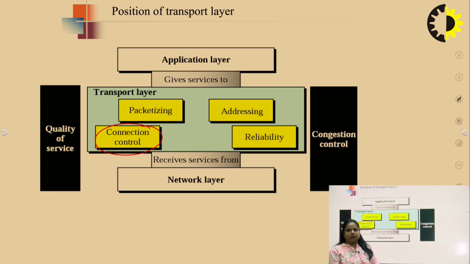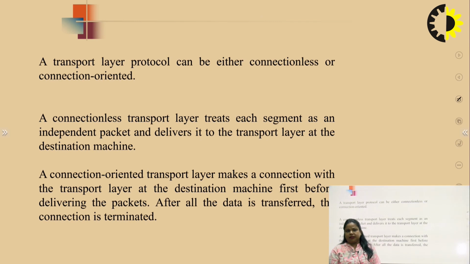When I am talking about connection control, we are all aware that it is of two types: connection oriented and connectionless. A connectionless transport layer treats each segment as an independent packet, in which we need not establish a relation initially; we can deliver all the data packets to the destination machine. But a connection oriented transport layer makes a connection with the transport layer of the destination machine first, before all the data is transferred. Once the connection is established, only then can they transmit the data.